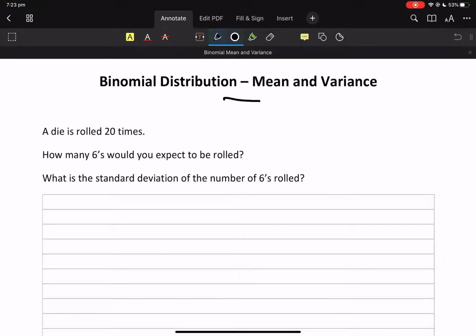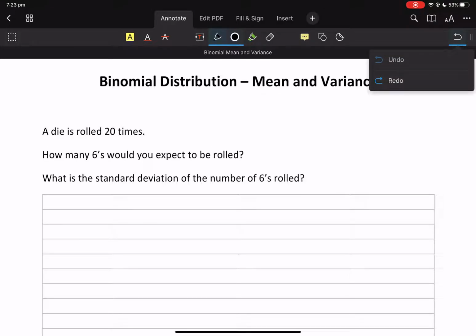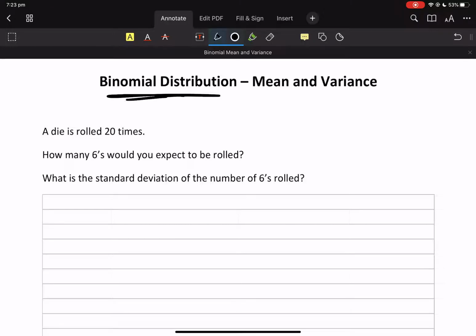Okay, let's rip into mean and variance in a binomial distribution. Remembering that we have a formula in our formula sheet just for the binomial distribution. Mean is np and the variance will be np(1 - p).